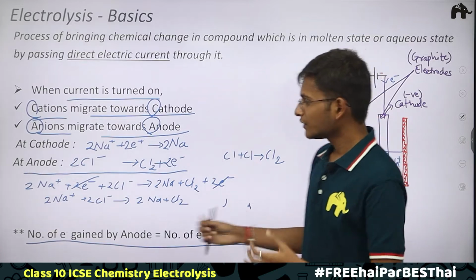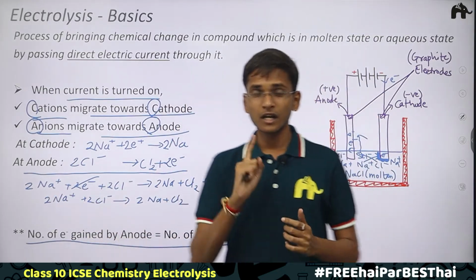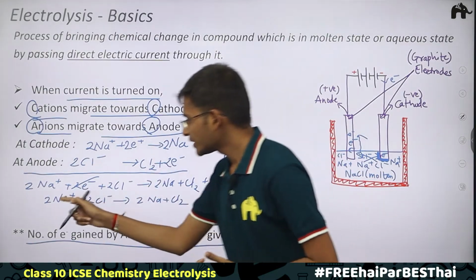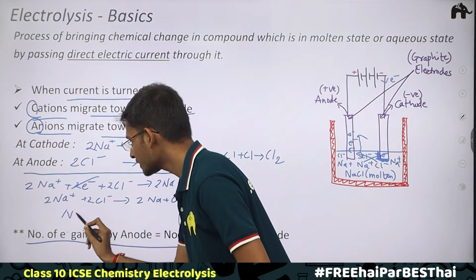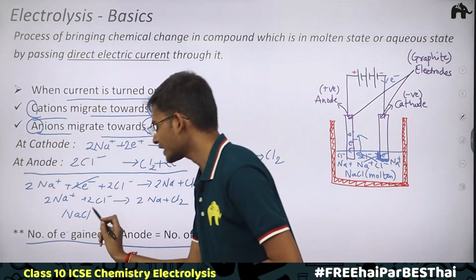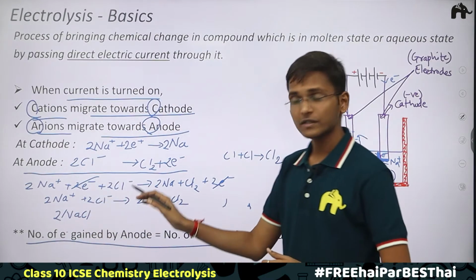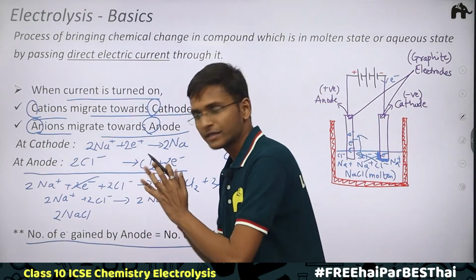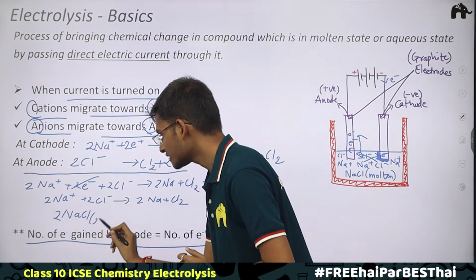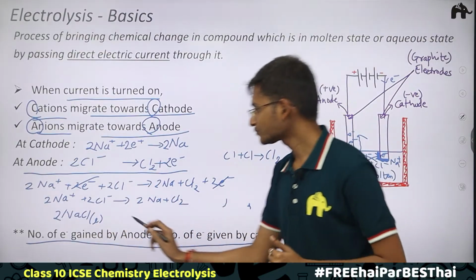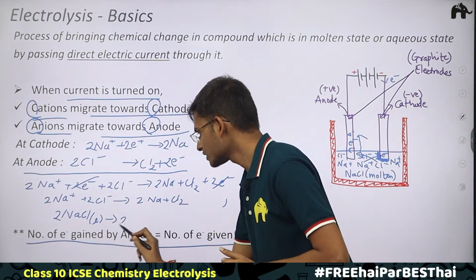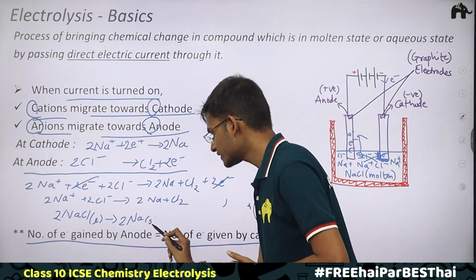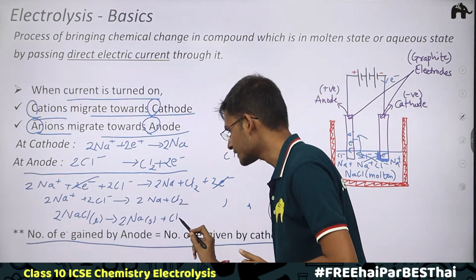Now we know that this 2Na+ and 2Cl-, where are they? Here in this molten NaCl. So I would just replace this 2Na+ and 2Cl- by 2NaCl, because 2Na+ and 2Cl- would combine and become 2NaCl. So 2NaCl, I'm writing here L, molten NaCl we have taken, and it is giving us 2 sodium atoms, in solid state, and chlorine gas.